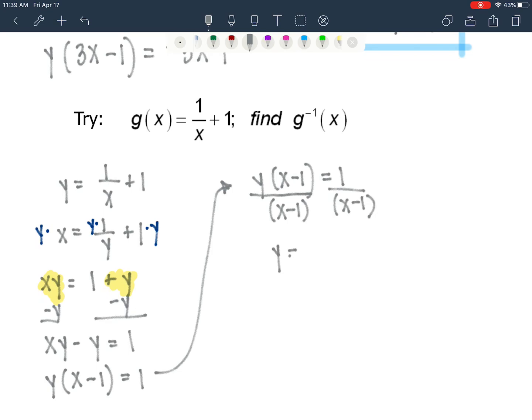And my answer in function notation, the function's name was g.